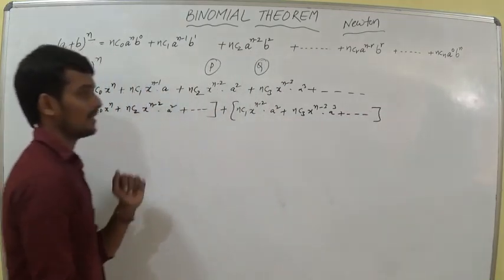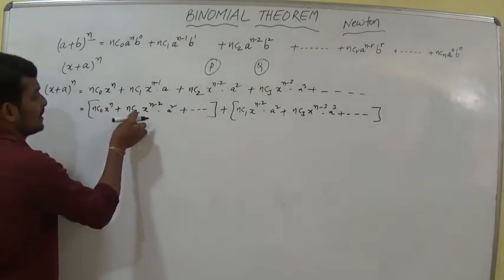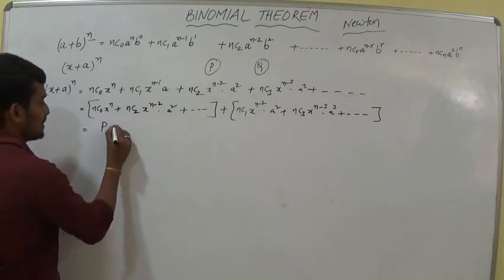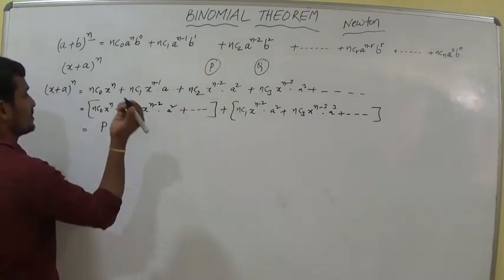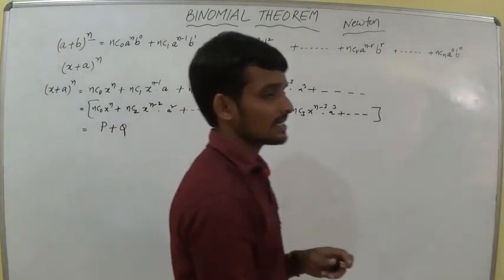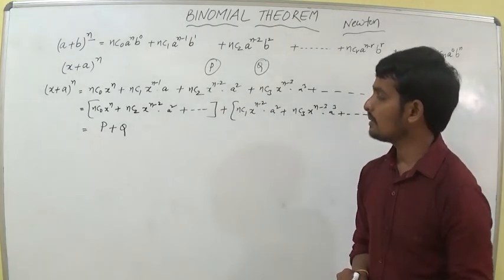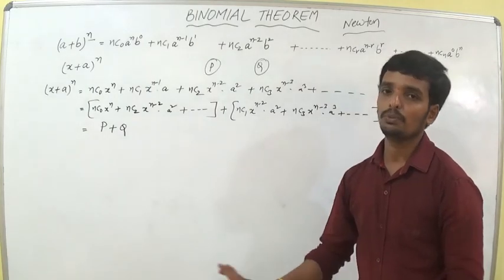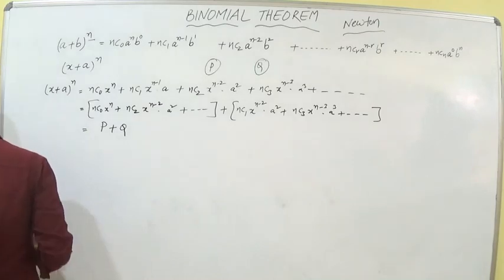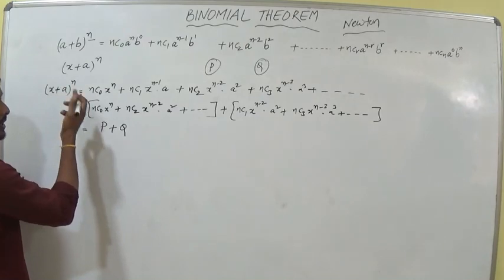This is nC0 x to the power of n, nC2 x to the power of n minus 2 a square. These are the odd terms, and that's why this is p, plus those are the even terms, this is q. Are you okay? P is the sum of odd terms, q is the sum of even terms. Again I am taking (x minus a) whole power n. The question is also wrong: they are giving x plus a power n and x minus a whole power n.